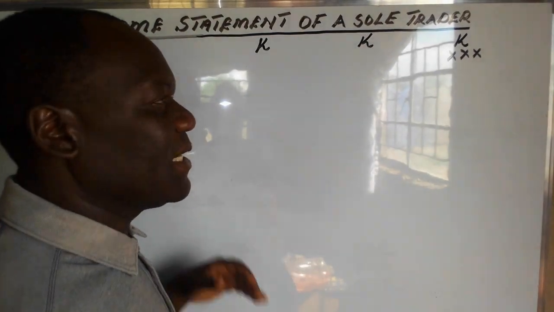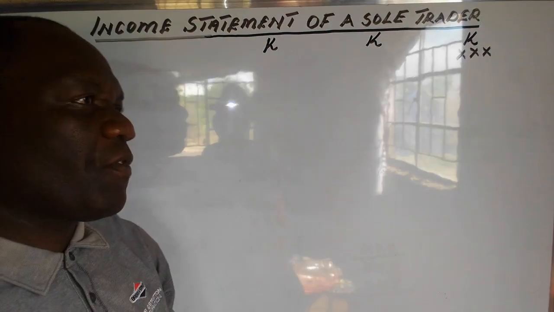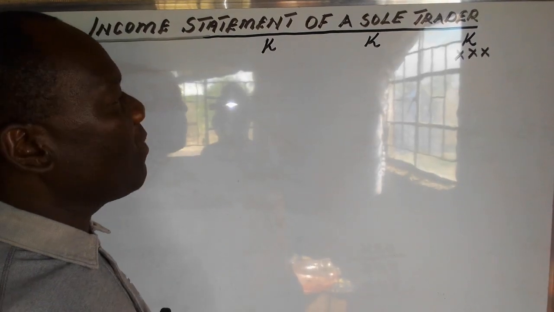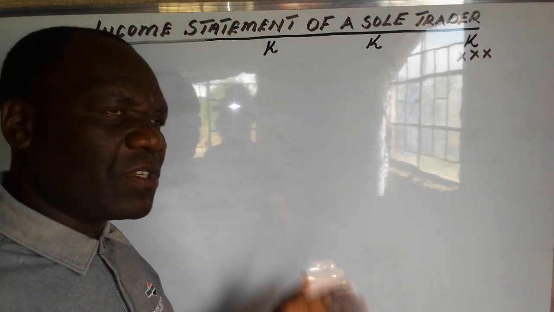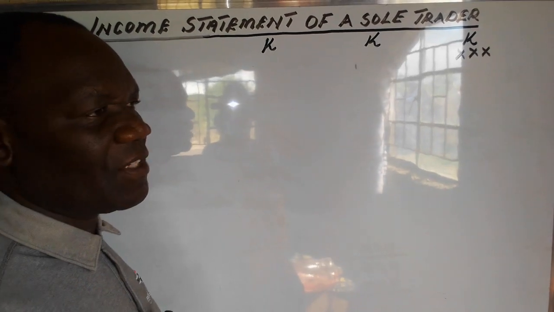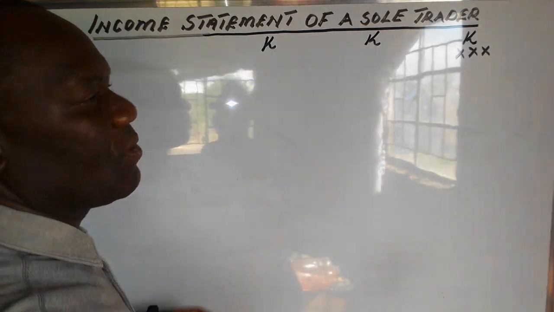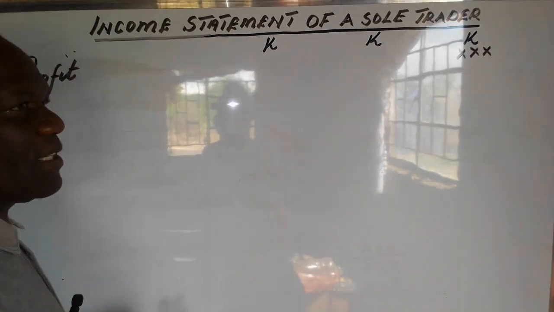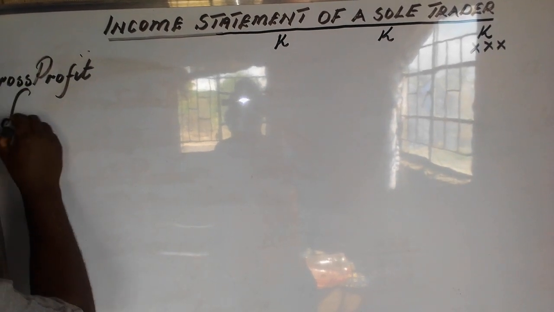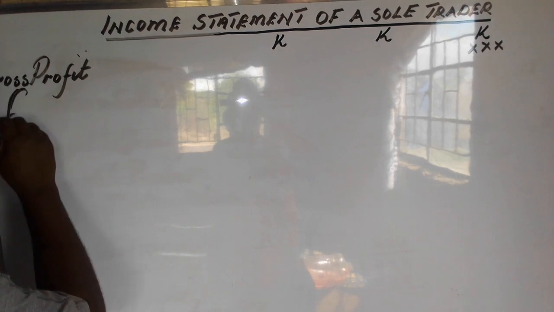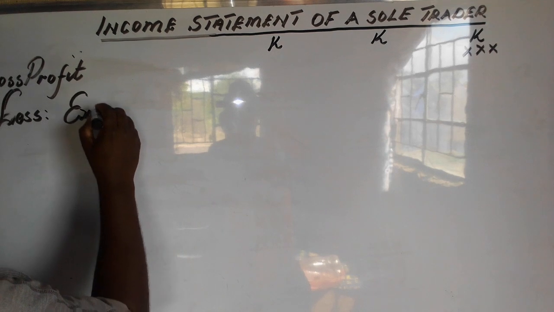Last time we ended on gross profit, so we are going to continue from gross profit. We look at now the profit and loss account, which includes all the expenses that your undertaking has incurred during the period. So after gross profit, we go to less expenses. So here you write less expenses.